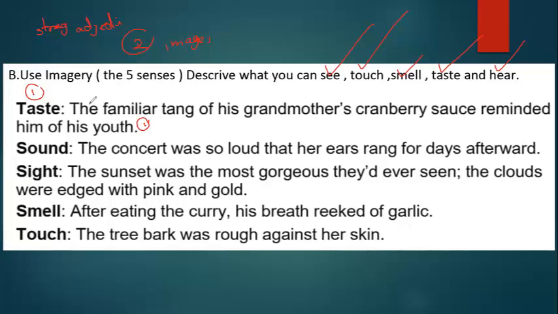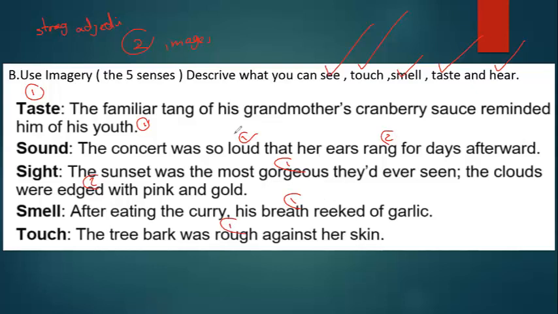One, taste: the familiar tang of his grandmother's cranberry sauce reminded him of his youth. Sounds: the concert was so loud that her ears rang for days. Sight: the sunset was the most gorgeous they ever seen. The clouds were edged with pink and gold. Smell: after eating the curry, his breath reeked of garlic. Touch: the tree bark was rough against her.